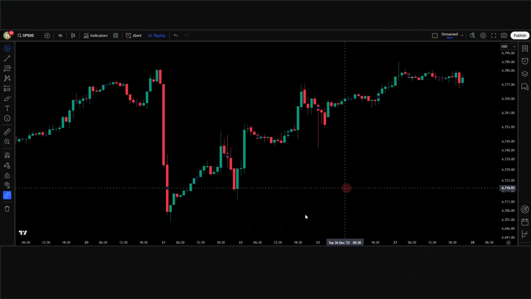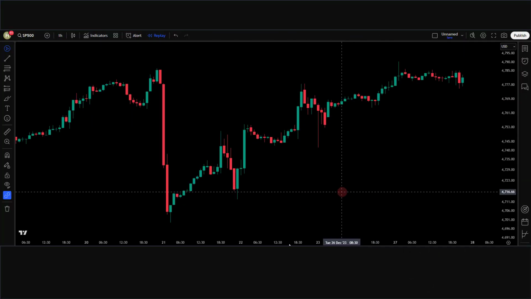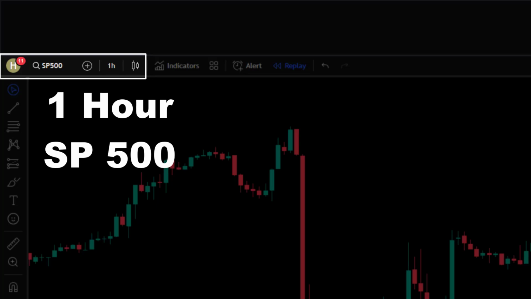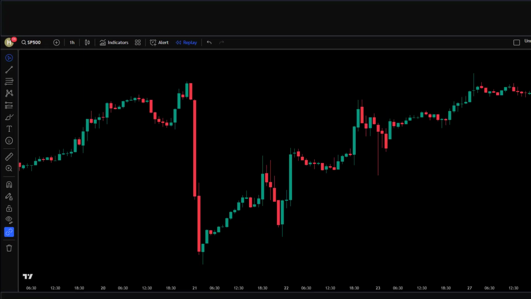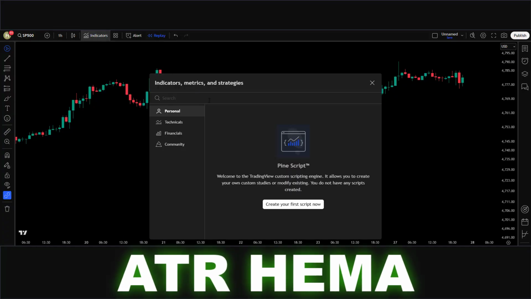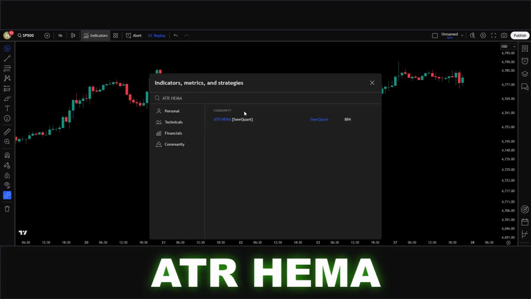Now let's create a trading setup. So first you want to open a clean chart in TradingView. We are going to test this strategy on the 1 hour time frame in the SP 500 chart. Now let's add the indicator to the chart. First indicator name is ATR-HEMA.